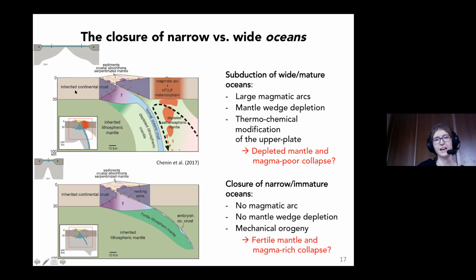And this may have implications for the subsequent tectonic events, because when you have a depleted mantle, you may not have enough material to melt to form magma. So during a collapse following a mature subduction, the collapse of the orogenic range will be magma poor, in contrast to the collapse of an orogen resulting from the closure of a narrow ocean.